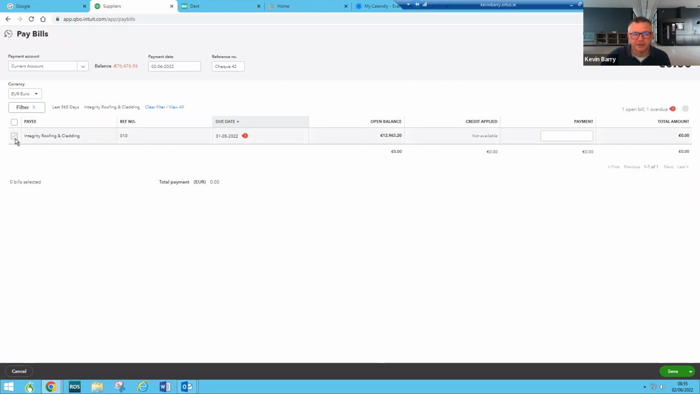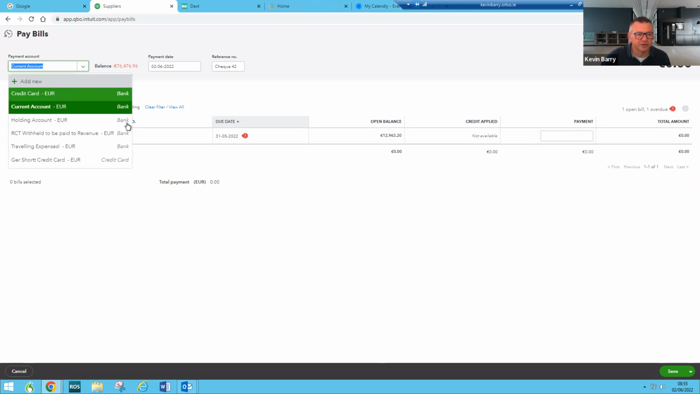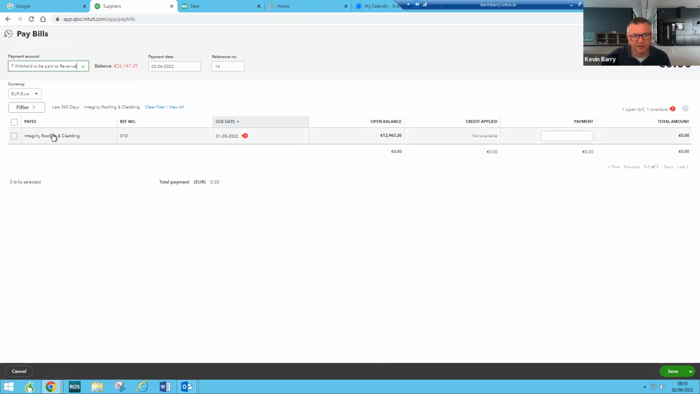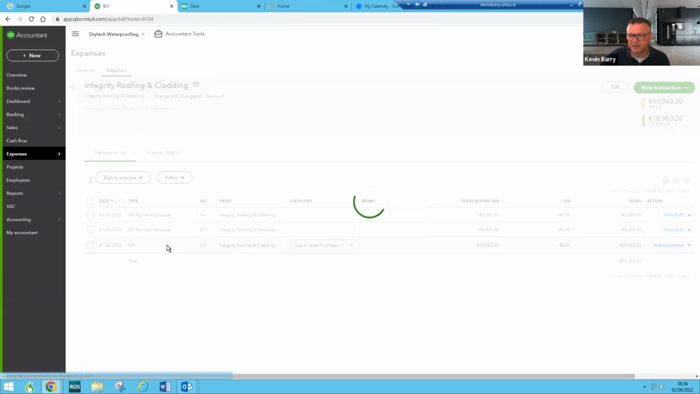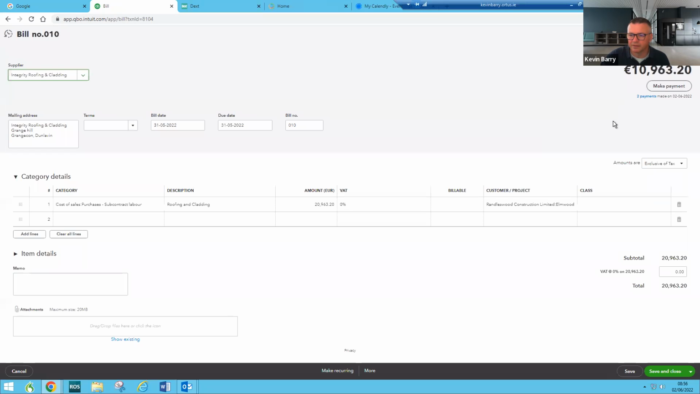Okay, so what you do is the extra 2,000, see here, this bank account, you had it, well, I don't know, maybe it was me, RCT, February is what it was called, RCT withheld to be paid to revenue, okay? We're going to call that a bank account, okay? 2,000. So there's a further 2,000 coming off that, and it goes into this RCT to be withheld. So their bill has now come down by the 10,000 that you targeted. All right, so if I click on their bill, you'll see it's 10,963 owing. Okay, because it was 20 and obviously 10 is now gone.